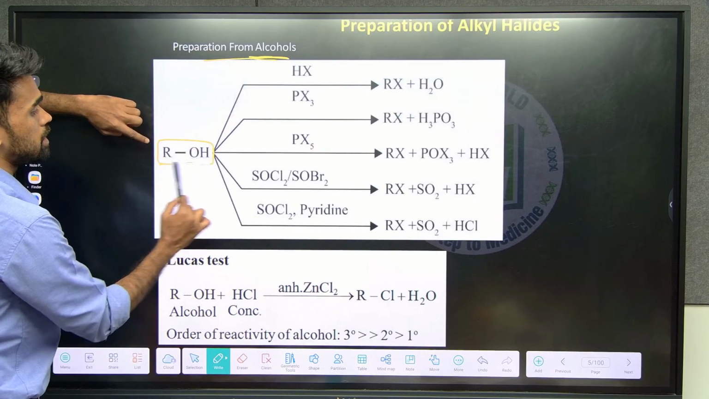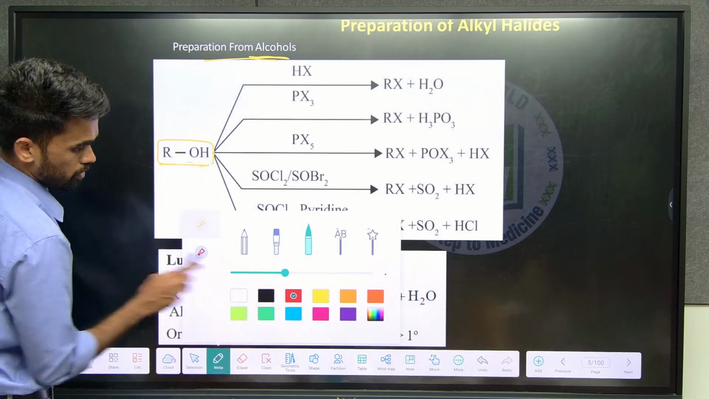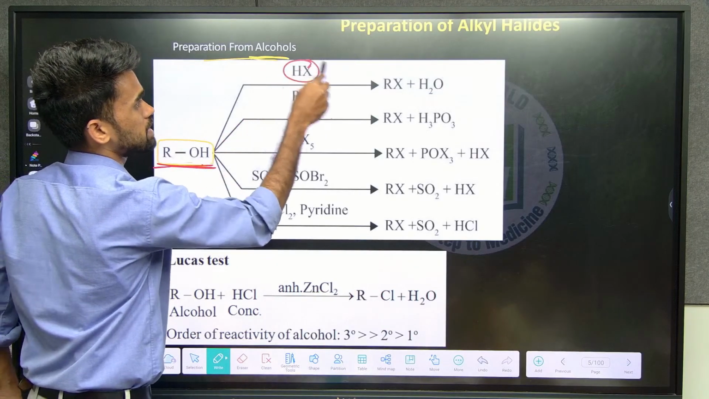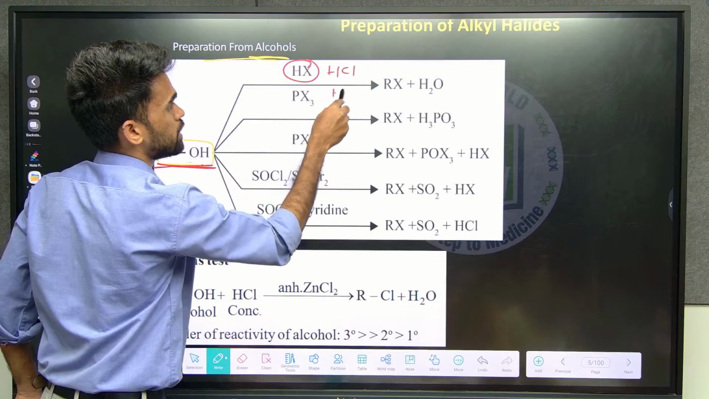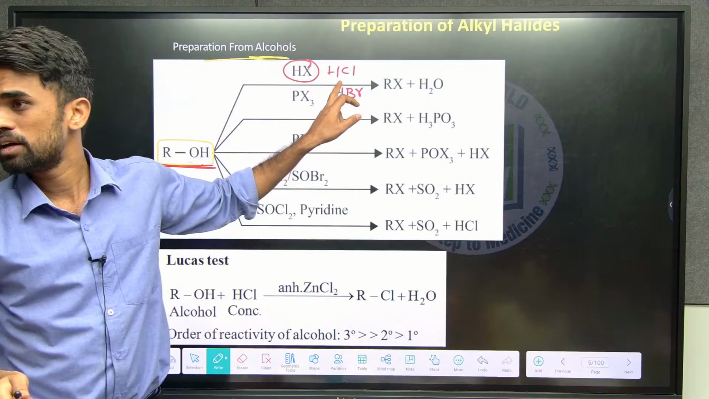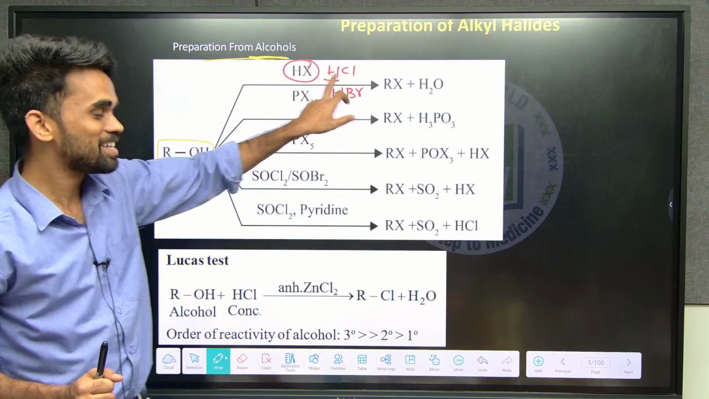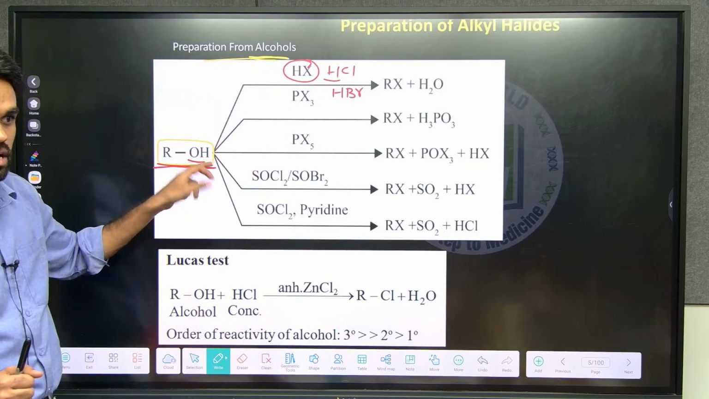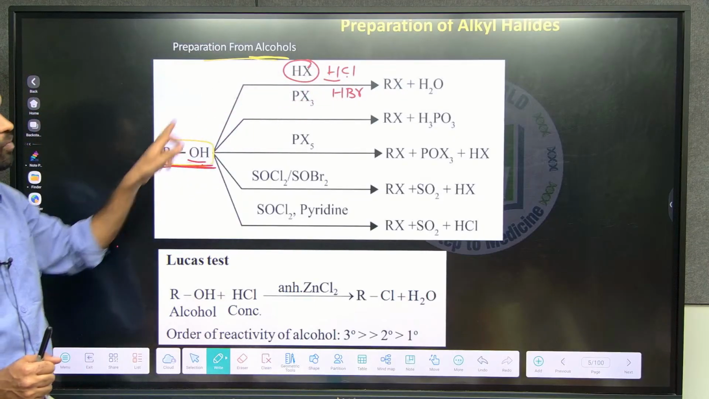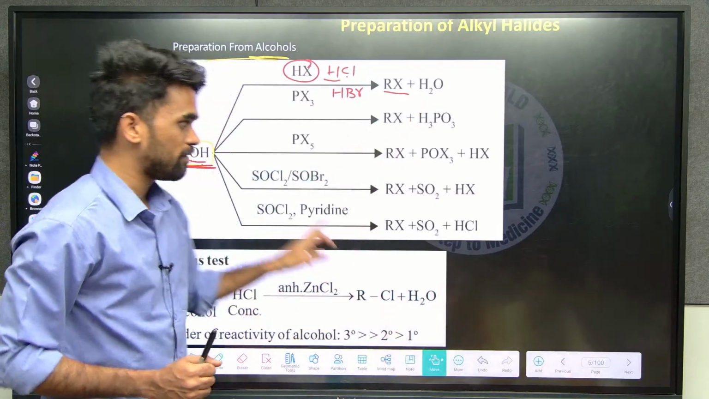See what I am doing. Alcohol I have, I am treating with HX. HX is nothing but like HCl, HBr. We know HCl, HBr are all acids. Acids provide H plus, that H plus is taken by OH, comes out as water, and that halogen and this alkyl group form the respective product. Clear everyone? Once again I will tell you here.